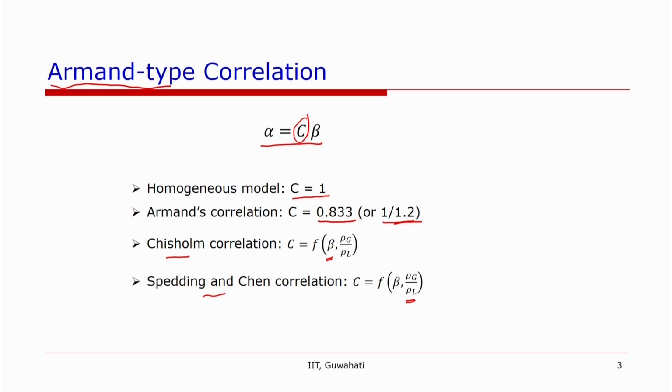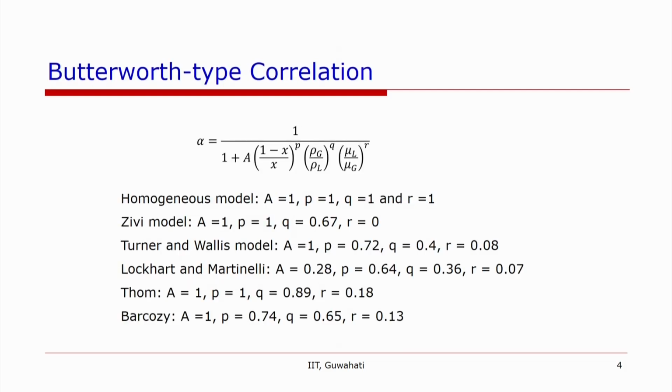So these two correlations one can look at in any standard book on multi-phase flow or in the literature in different papers. So then another class of correlations is Butterworth correlation, in which the void fraction alpha is defined as 1 over 1 plus a, where a is a constant, into 1 minus x over x raised to the power p, rho g over rho l raised to the power q, and mu l over mu g raised to the power r.